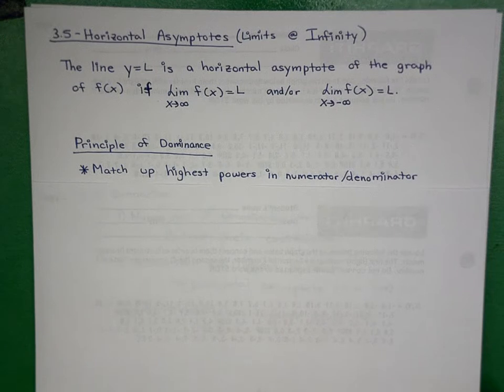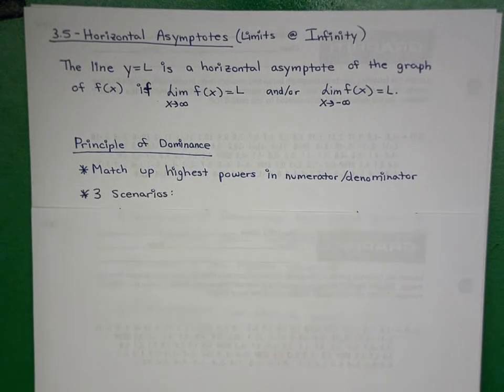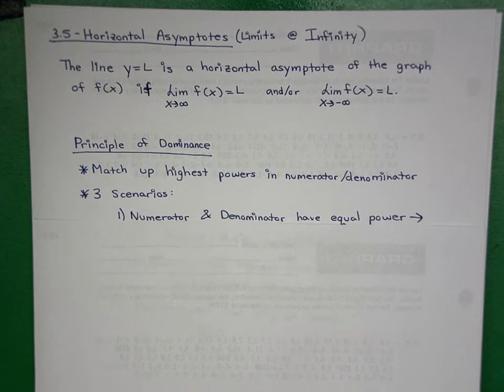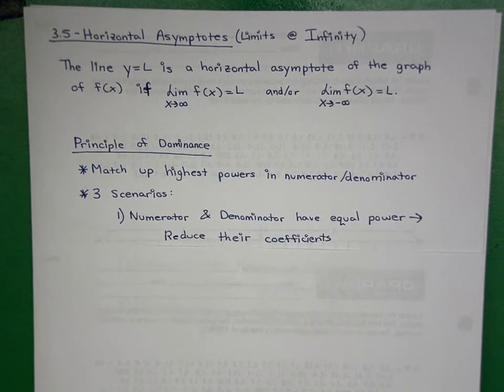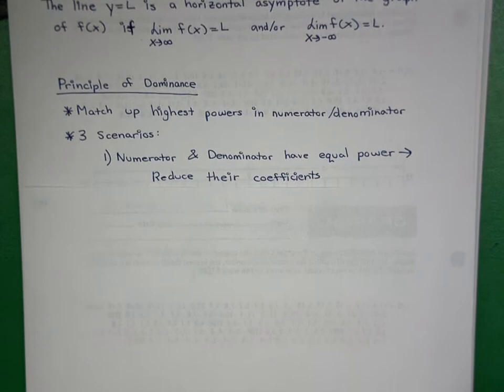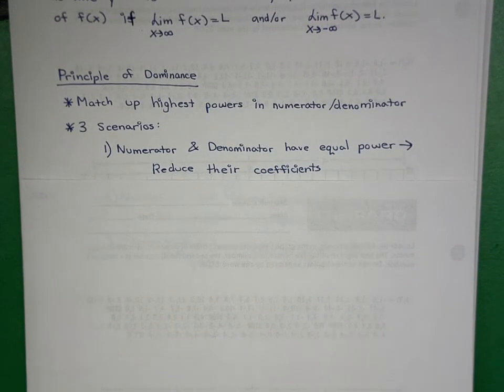And once you've identified what those are, you're then going to compare them. Between the numerator and the denominator, you will find yourself in one of three scenarios. The first is you might identify the highest powers and see that the numerator and denominator have equal power. Well, if that's the case, the numerator is not going to trump the denominator, or vice versa, the denominator won't trump the numerator. They will work in tandem because they are of equal power, and so you would reduce their coefficients to get your horizontal asymptote, or asymptotes. In some cases you do have more than one.